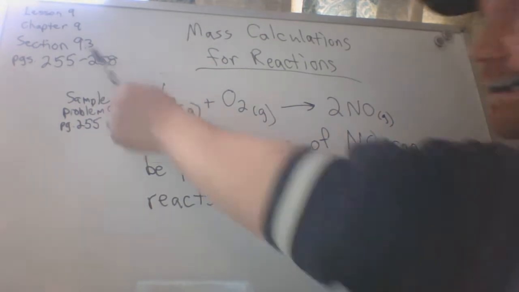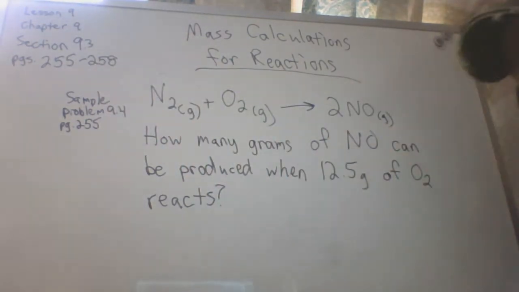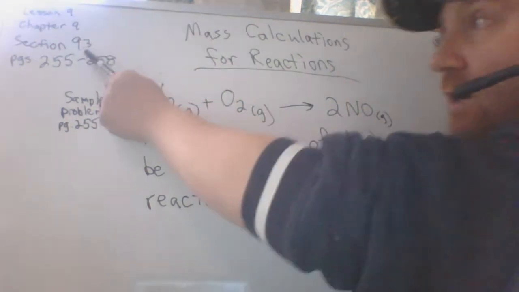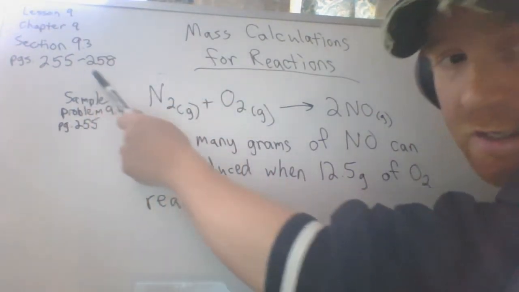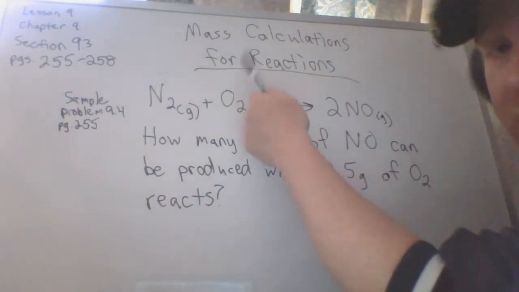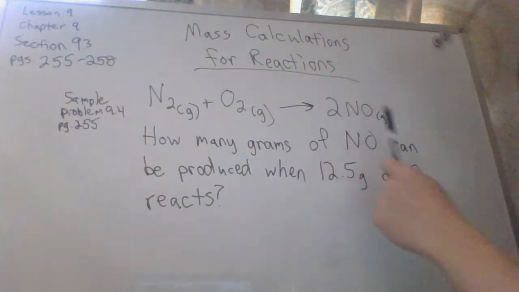Hey, Honors Chem, here's another video to help you with answering the questions from Chapter 9, Lesson 9, your weekly work. This particular lesson is going to focus on mass calculations for reactions, or what we like to call mass problems. Just as a reminder, we're in Lesson 9, Chapter 9 of our textbooks, Section 9.3, and this video is going to cover pages 255 to 258. The section is entitled Mass Calculations for Reactions.